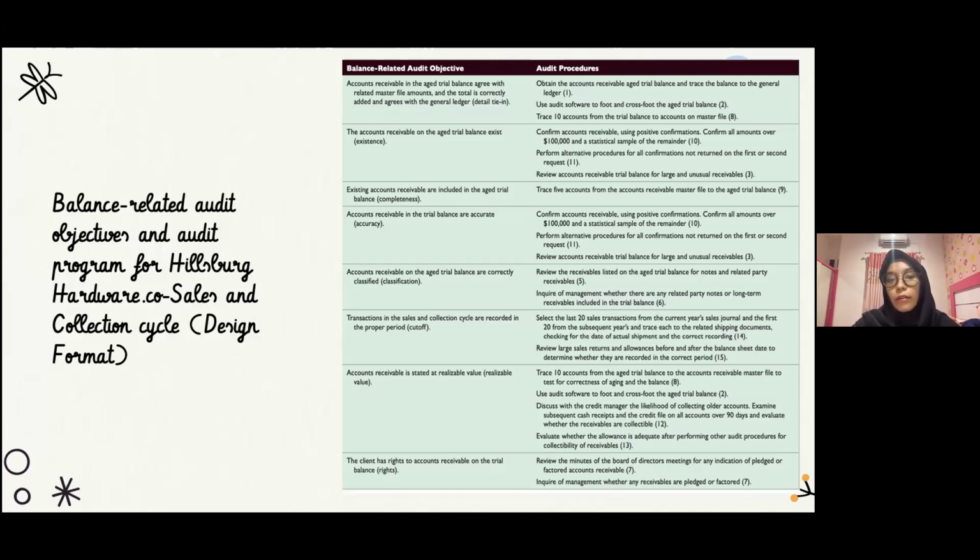The third, we have completeness: all existing accounts receivable are included in the aged trial balance. The audit procedure is to trace 5 accounts from the accounts receivable master files to the aged trial balance.